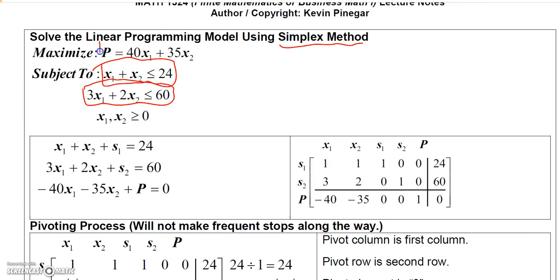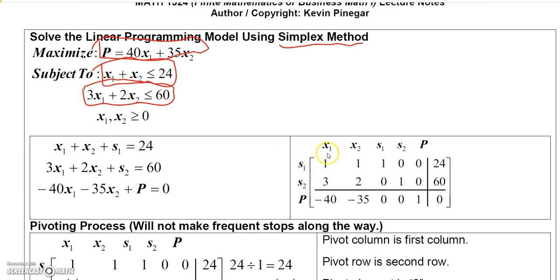Then take my objective function and move all the terms from the right over to the left, and that'll of course change their sign. So 40x1, when you move it across, becomes minus 40x1. 35x2 moved to the left becomes minus 35x2, and the p stays over there, and then you have 0 on the right. Okay, then we're going to write this in an initial simplex tableau.